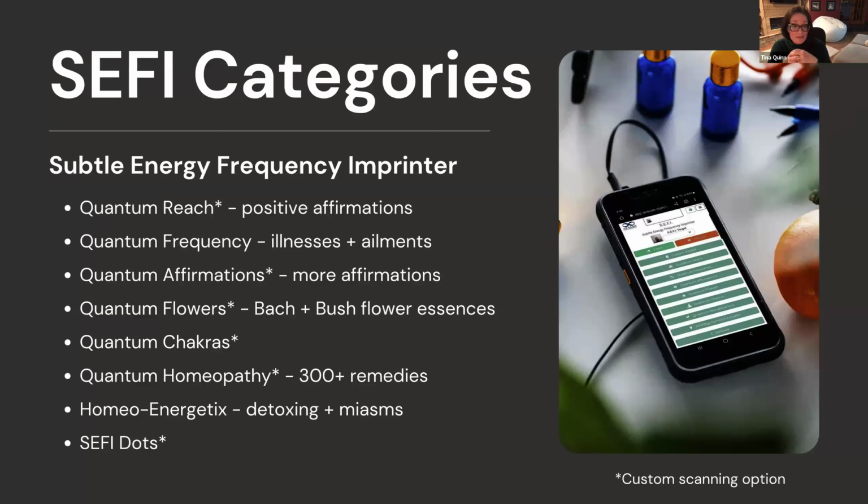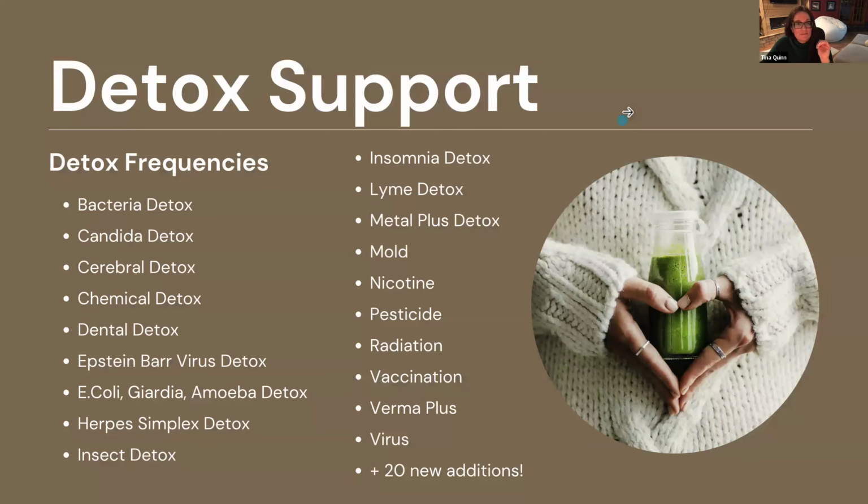These are just topics, but within them, there could be hundreds. But there's all the positive affirmations with our quantum reach, all the illnesses and ailments that you can look up, and then more affirmations. We have all the Bach flowers and the bush flower essences. I love using the Bach flowers and looking them up and learning more about them. And you can choose all of your chakras, 300 plus homeopathic remedies. We'll go through the homeopathic remedies as well. And then the homeoenergetics for detoxing. And we have a list of them.